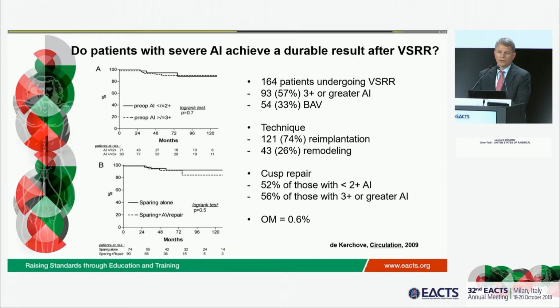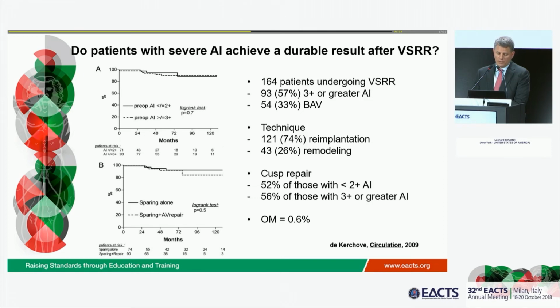The majority of them had surgery with a reimplantation technique, but 25% or so had a remodeling. And half of these patients or more required cusp repair, regardless of whether they had less than 2+ or more than 3+ AI. Again, operative mortality was outstanding, less than 1%. And what they saw was really no difference in long-term durability of the valve: greater than 90%, actually 89% for those with 3+ or greater AI, as opposed to 90 to 92% for those with less than 3+ AI.